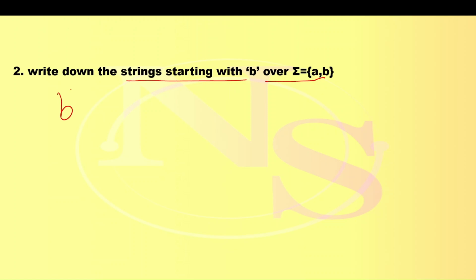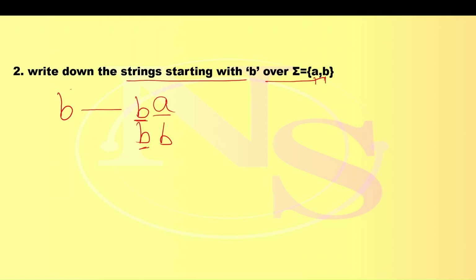Then write down the next string satisfying the condition. How to write it? Copy this B as it is and think what will be the next symbol. For that, check your sigma. Sigma contains A, B. Write down A first and then B. Copy this B as it is. You got two strings satisfying the condition of starting with B.